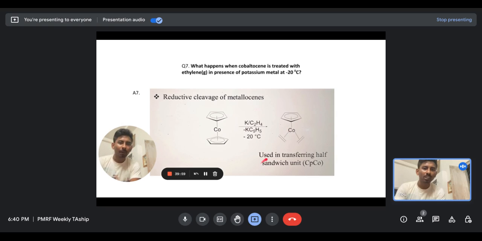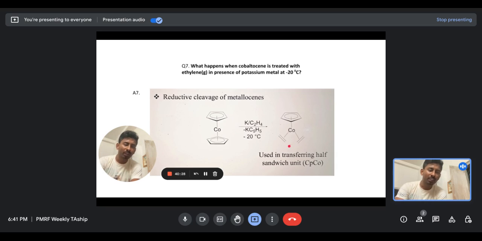The specific compound is used in transferring the half sandwich unit, that is CpCo. You can see CpCo is the half sandwich unit, because this cobaltocene is actually sandwiched, cobalt is sandwiched between two Cp. Since one of the Cp's is eliminated, this CpCo is termed the half sandwich. So this molecule is used as a half sandwich, and this transfer of the half sandwich takes place when extra ethylene pressure is there.